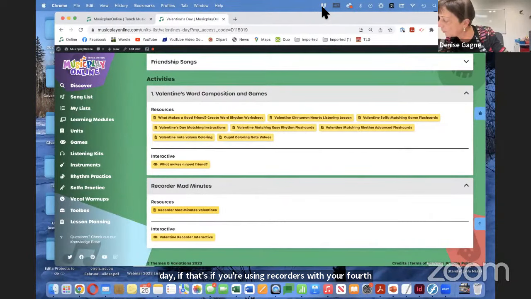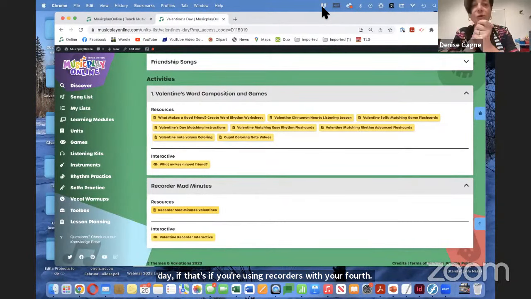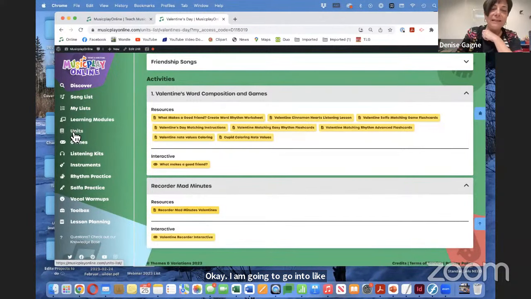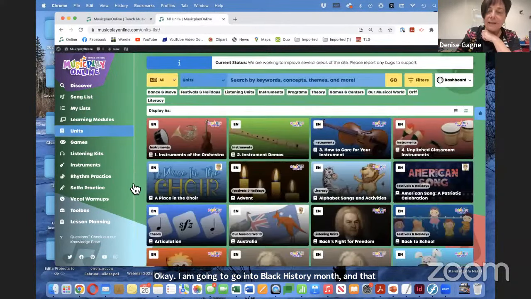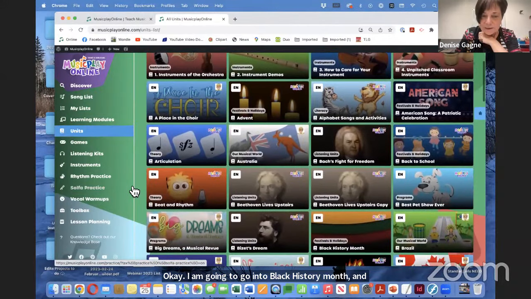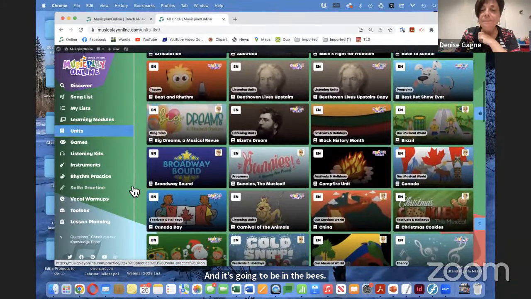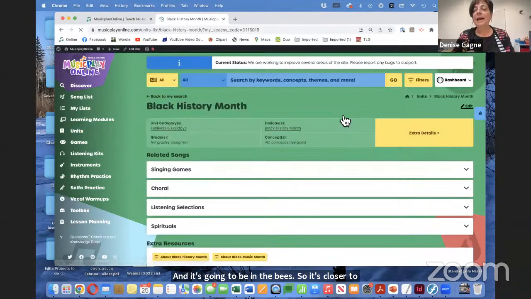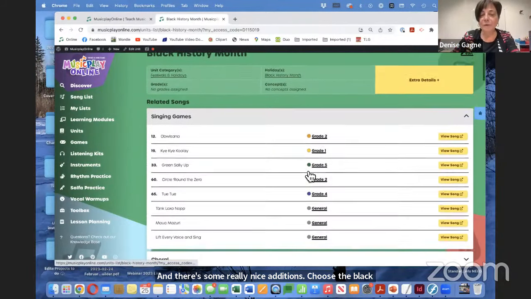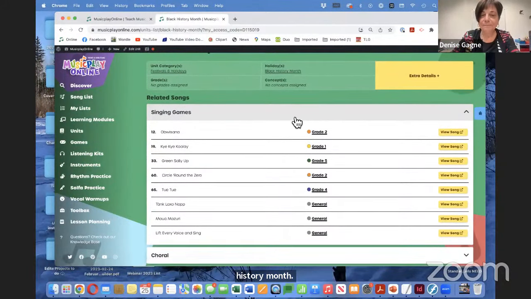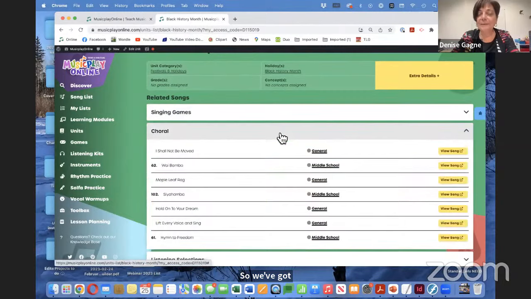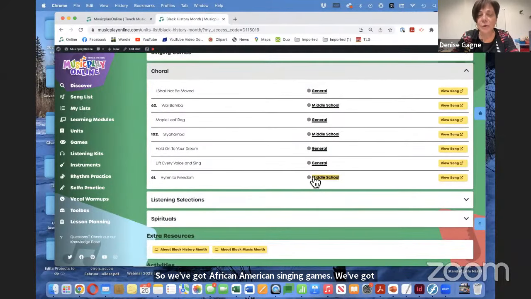Okay, I am going to go into Black History Month, and that also is in units, and it's going to be in the B's, so it's closer to me. And there's some really nice additions to the Black History Month. So we've got African American singing games. We've got some lovely choral music. I would hugely recommend that you look at Hymn to Freedom in middle school.